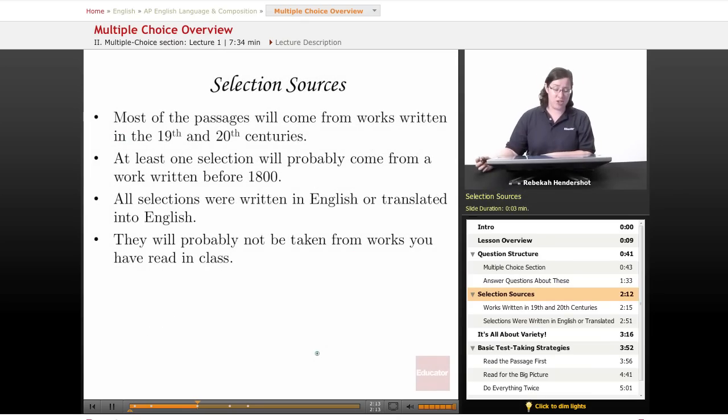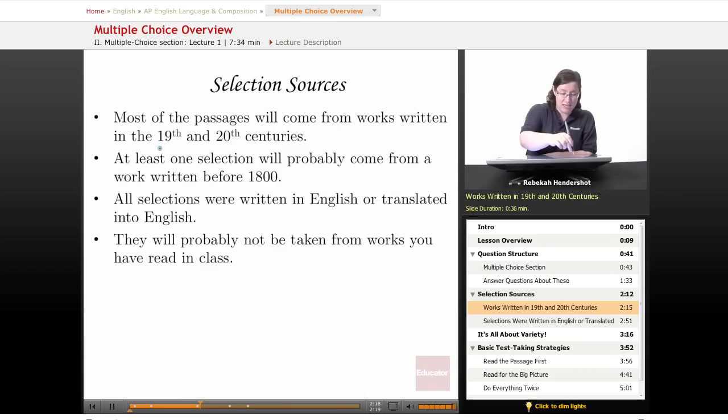All right, so where do these selections come from? Well, most of the passages, note that I said most, not all, will come from works written in the 19th and 20th centuries. Yes, I said 19th and 20th. You will not be lucky enough to have everything be in nice, happy 20th century English, and you probably won't have very much from the 21st. You will have some 19th century works, but that's not all you have to worry about, because at least one selection will probably come from a work written before 1800. So then you get into the these and thous, then you get into the classical allusions, then you get into older vocabulary, older sentence structures, and your head starts hurting.